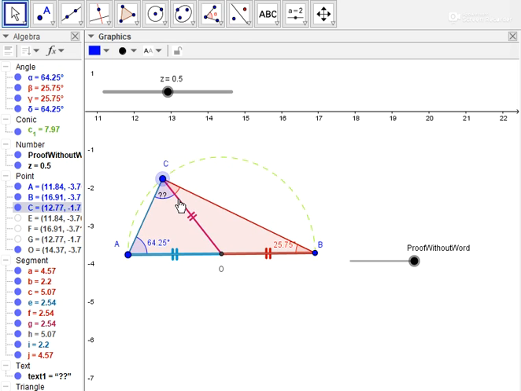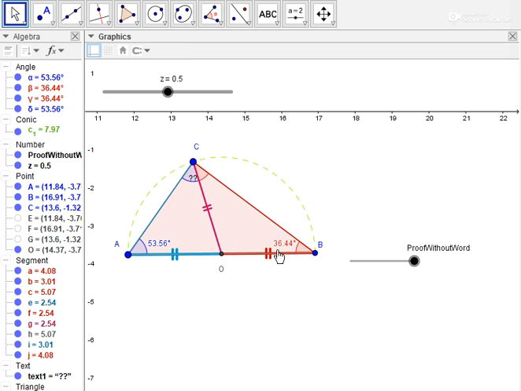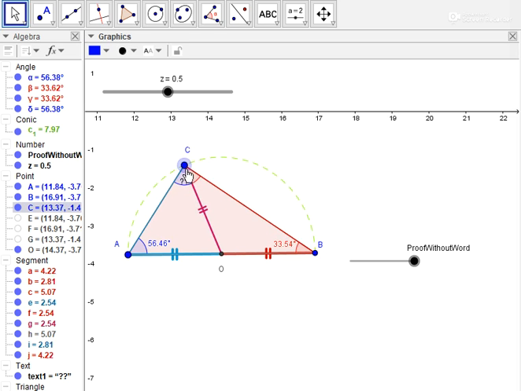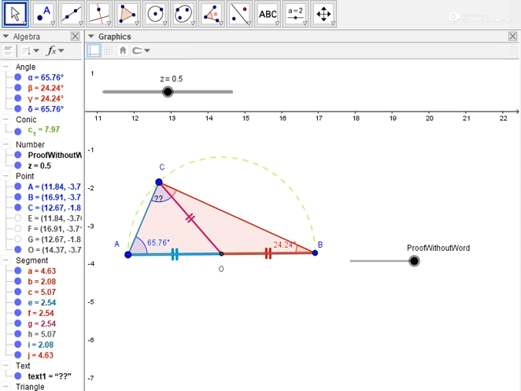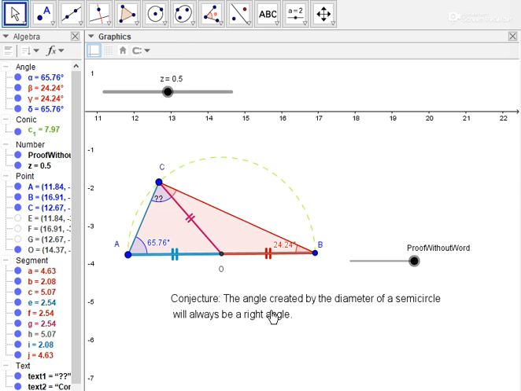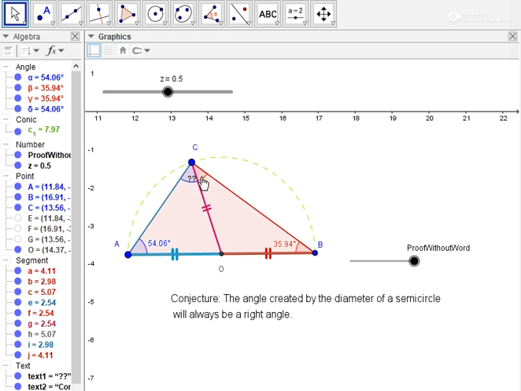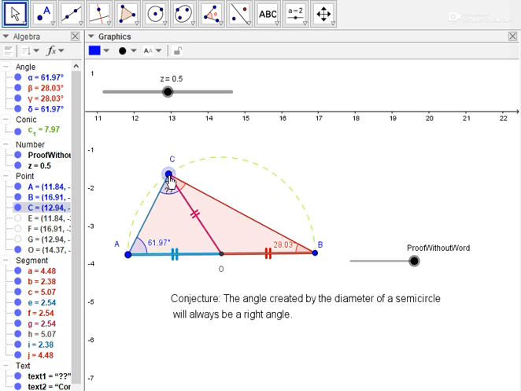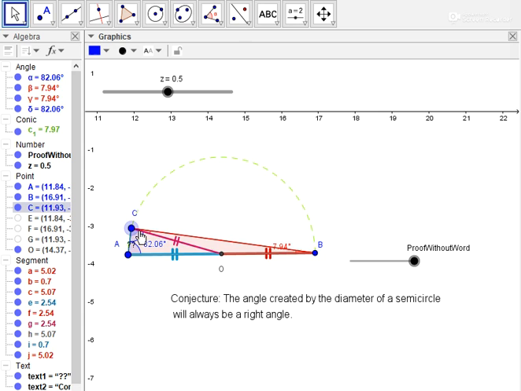Okay, so from this we can see the angles moving. We can see that these lines are all equal. So here we're supposed to find the angle. So basically my conjecture was that the angle created by the diameter of a semicircle will always be a right angle. So basically this angle will be right no matter where it is along the semicircle.